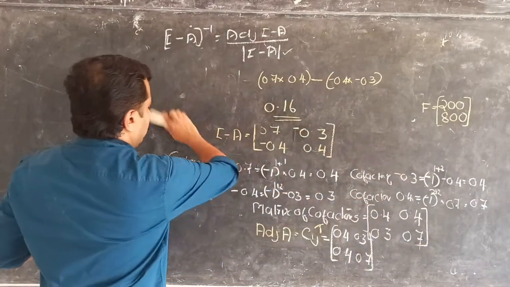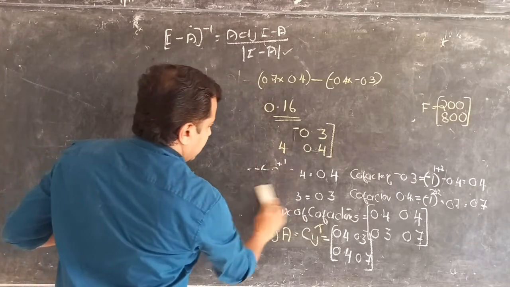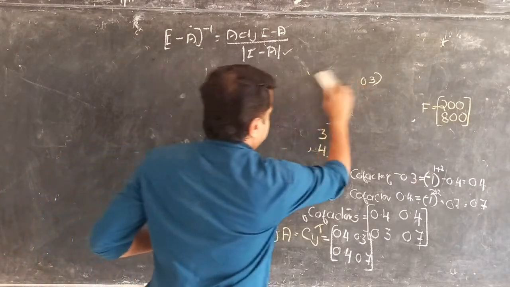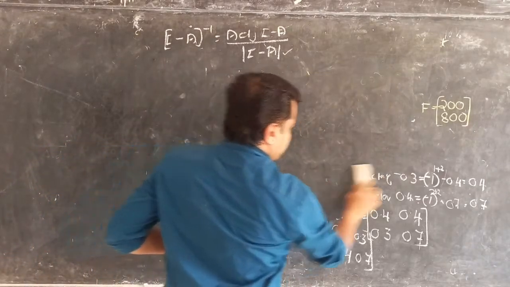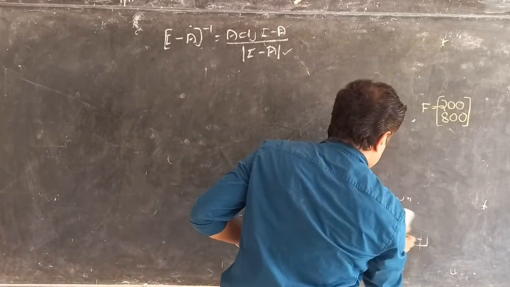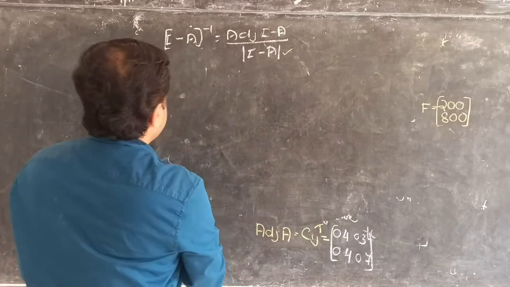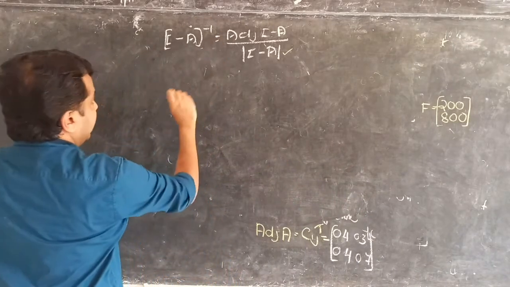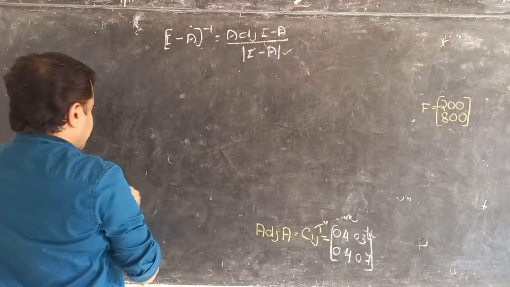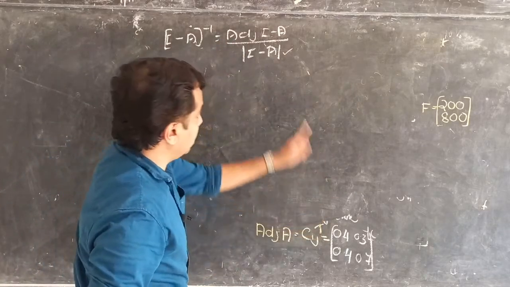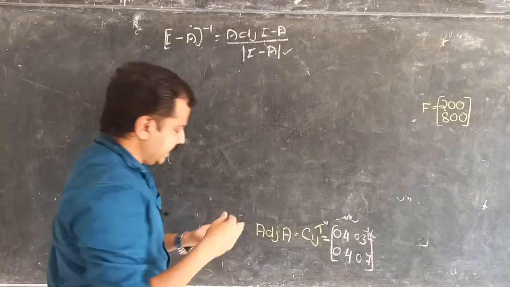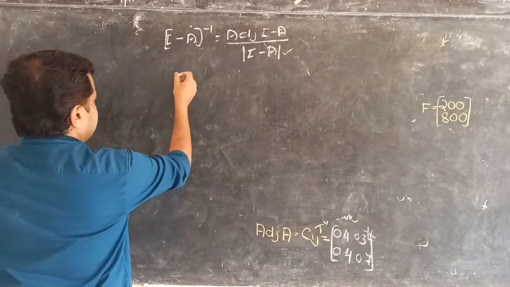So let me remove all these. Let me remove the calculation so that we can finally apply our formula, right? So I do have the Ci. So now we can easily apply the I minus A inverse, which we already calculated. We have the adjoint here. We already had a determinant, which was 0.16. So now we can calculate the equation.